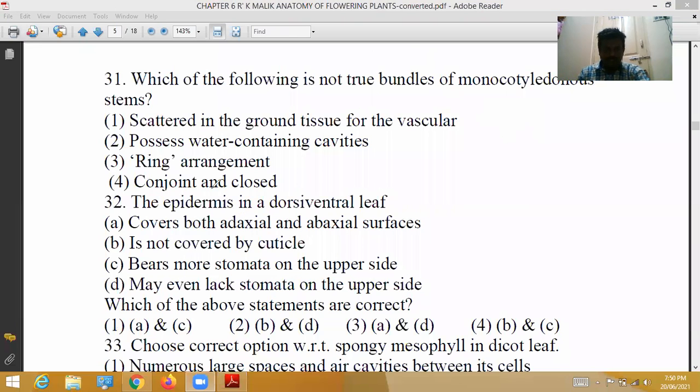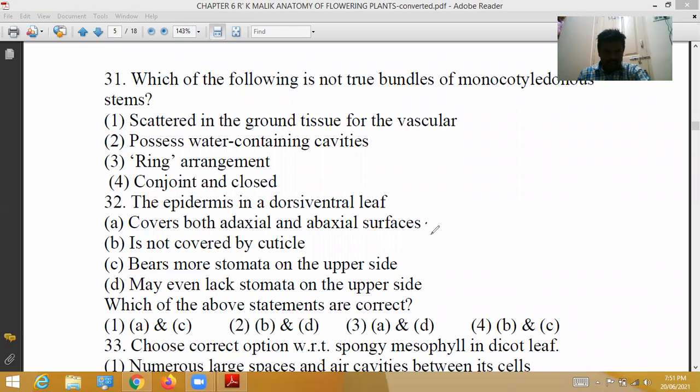Question 32. The epidermis in a dorsiventral leaf. Dorsiventral means dicot leaf. The epidermis in a dorsiventral leaf covers both adaxial and abaxial surfaces.